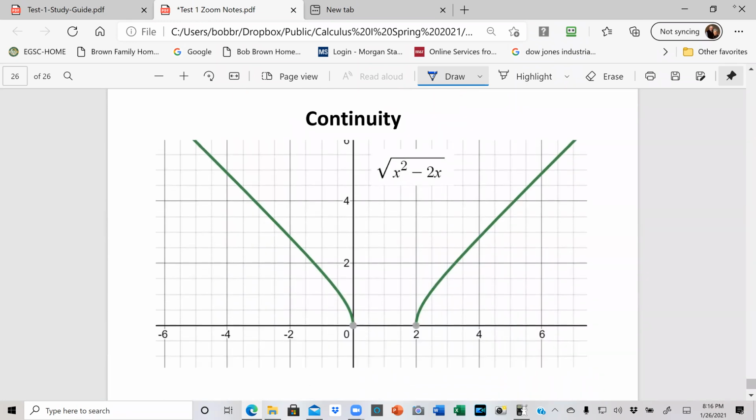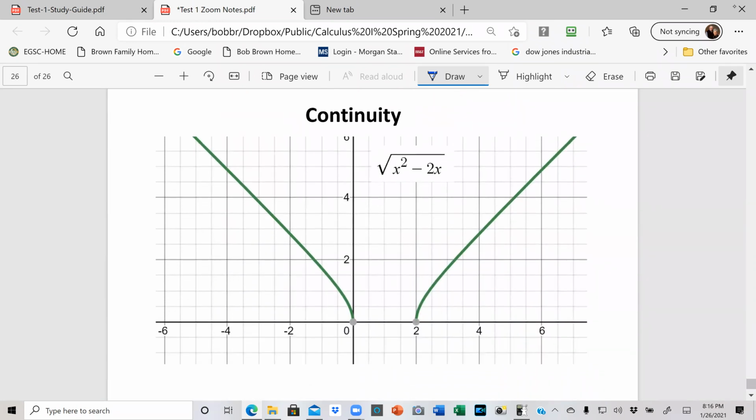Here is another example, the square root of x squared minus 2x. It's continuous over here, it's continuous over here, but it's not defined in between. So there's a big gap between 0 and 2. And that's because x squared minus 2x is negative, and you can't take the square root of it between 0 and 2. So that's continuity.